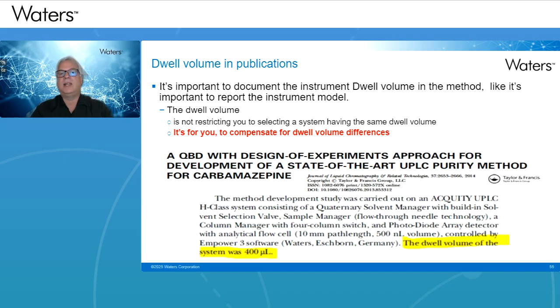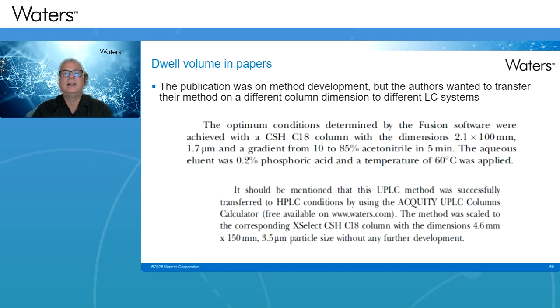But you can see, like in this publication that I saw in the Journal of Chromatography a few years ago, they were using a method where they were publishing the dwell volume. So they said the dwell volume of our system was 400 microliters. And they said the optimum conditions were determined, blah, blah, blah, using this column with these dimensions, with all the information about it. And see the next paragraph here.